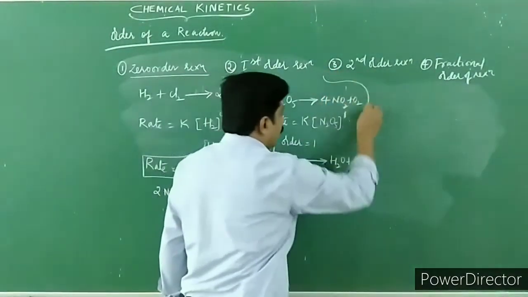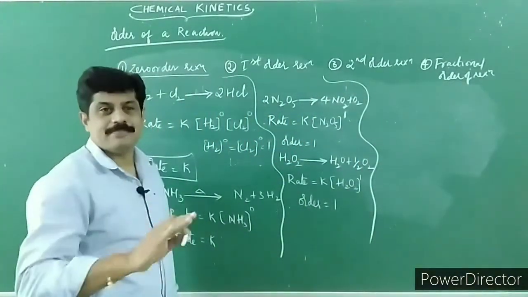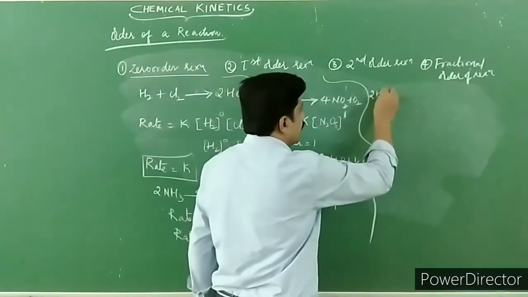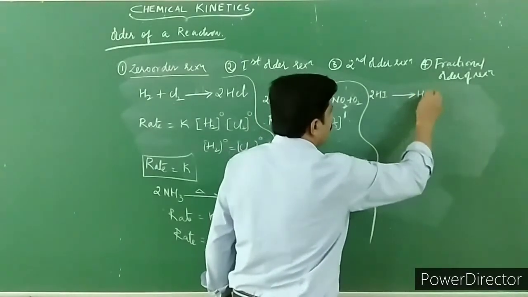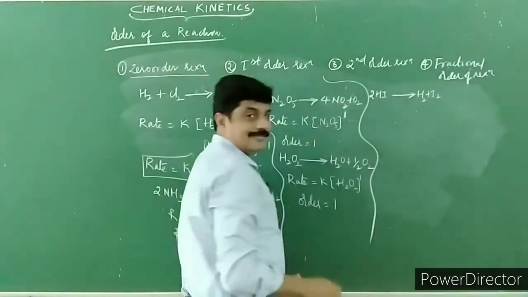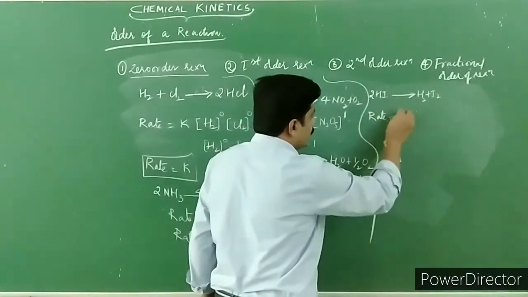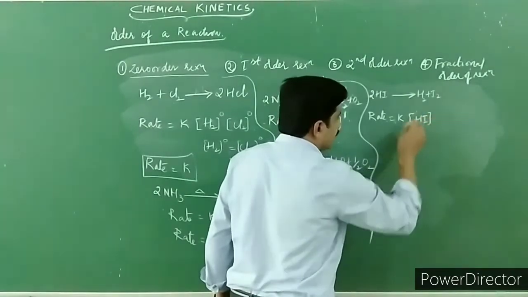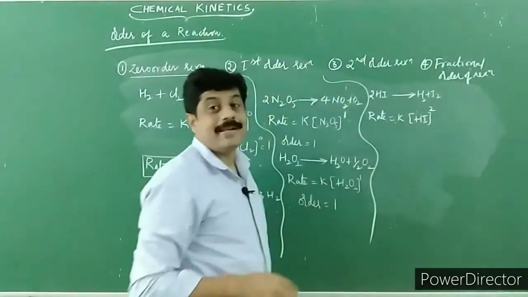Let me go for the second order reaction. Children, in this case, it's again very simple. Let me quote an example here. 2HI undergoes decomposition to form H2 plus I2. How do I write? Look at here. Rate is equal to K into molar concentration of a reactant raised to numerical coefficient determined experimentally.